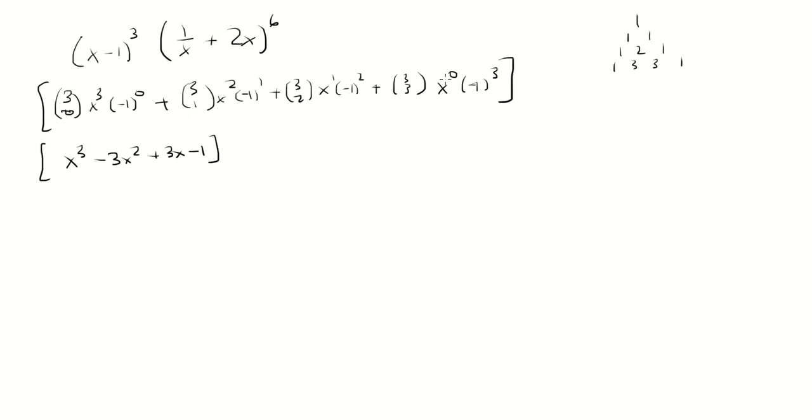But for (1 over x plus 2x) to the sixth, that one's much harder because we have to have 7 total terms. And you would need to extend this, I guess you have to go 3 more rows, so it would be pretty large.